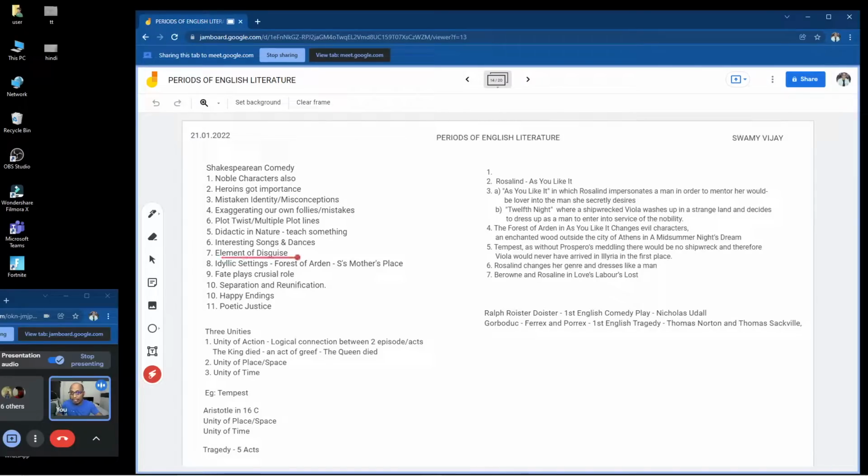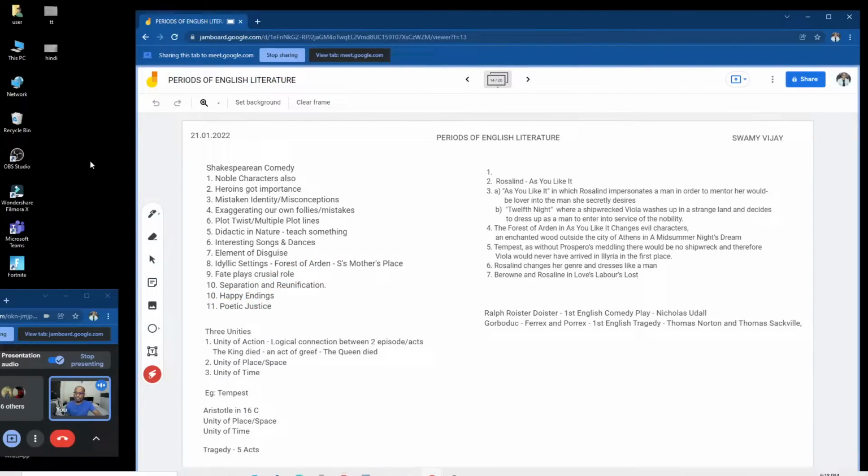And then the element of disguise, and then idyllic setting, that means he used the Forest of Arden, where even evil people, bad people, change their character and transform into good people. And then fate plays a crucial role. And then the next feature is separation and reunification. All comedies end in a happy ending, and poetic justice, good for good and bad for bad people.